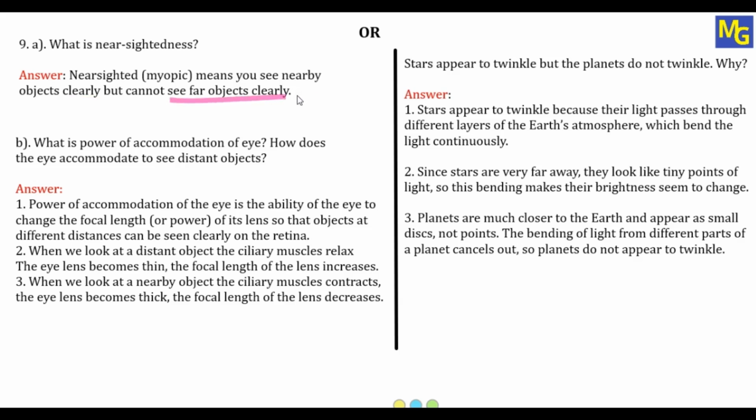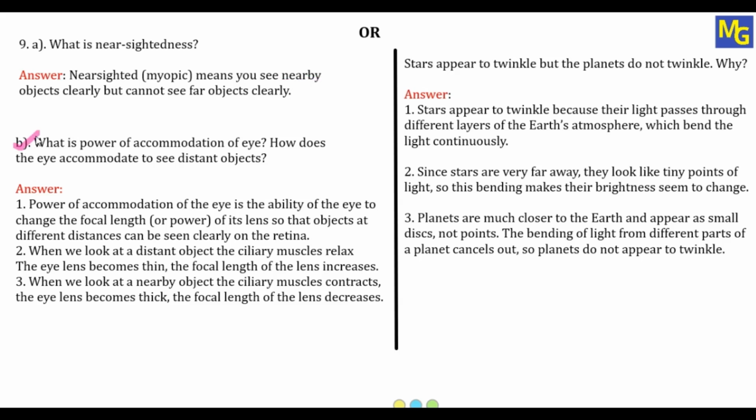There are two diseases, nearsightedness, that is myopia, and farsightedness, that is hypermetropia. Here in myopia, nearby objects can be seen very clearly, but far objects will not be seen clearly. And opposite to this will be hypermetropia. So remember both diseases. Sometimes hypermetropia will also be asked.